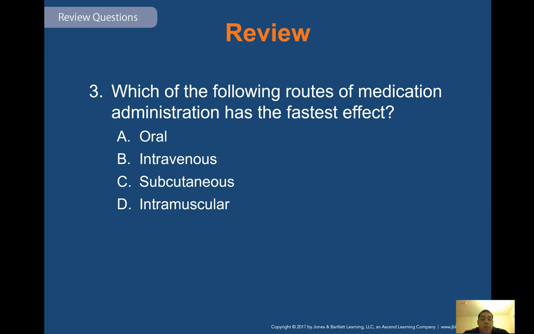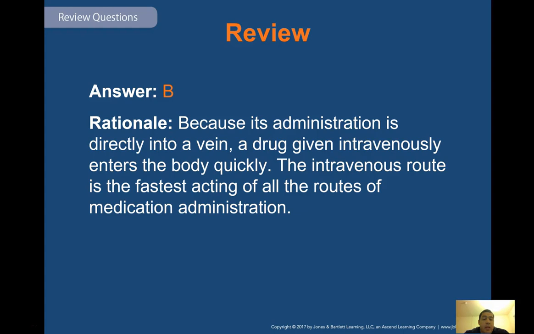So, which of the following routes of medication administration has the fastest effect? Do you guys remember that table on how it shows the different routes and how fast each one is? Which one do you think is going to be the fastest? And can you guys do that out in the field as an EMT? Okay, so B, because its administration is directly into a vein, a drug given intravenously enters the body quickly. The intravenous route is the fastest acting of all the routes of medication administration because it's straight into a vein.